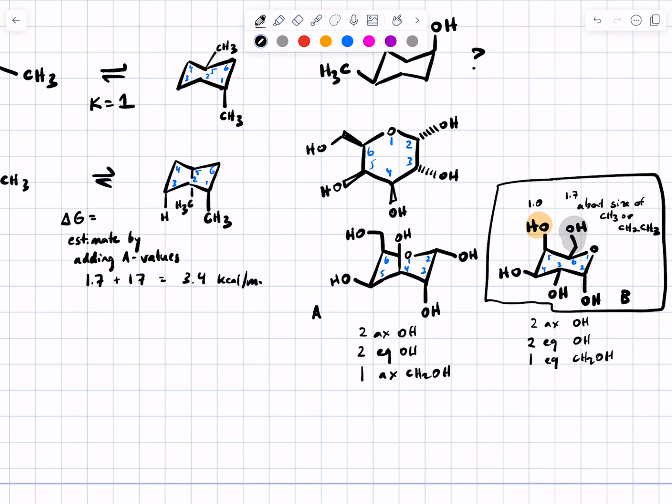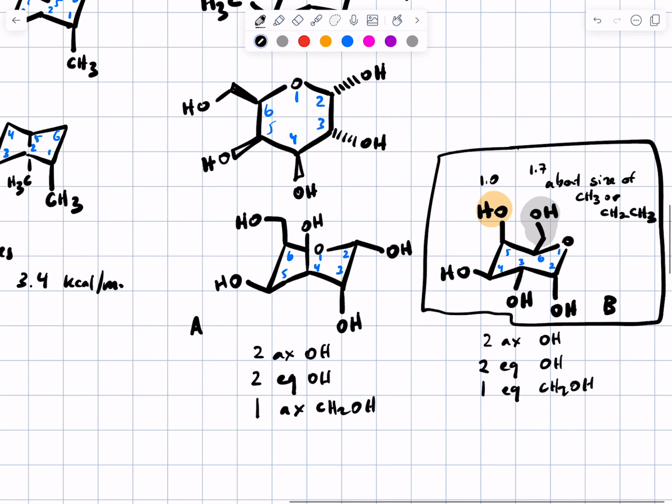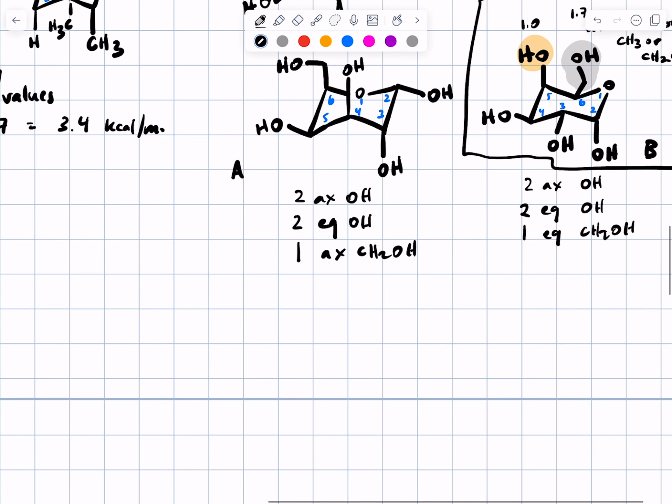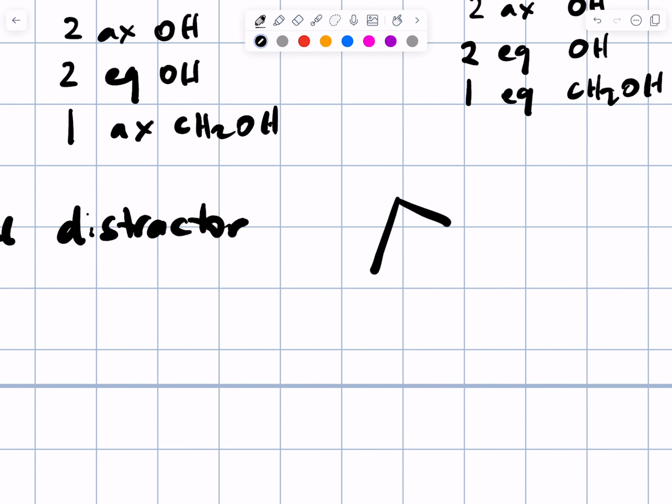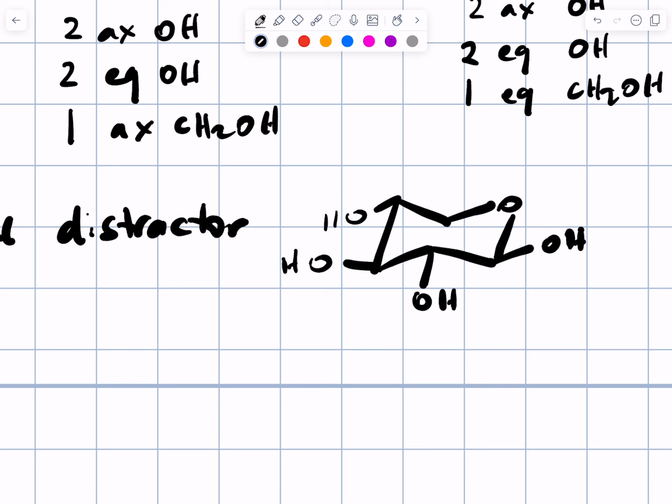All right? Now, let me show you a plausible distractor. You're learning how to write tests. Let me show you a plausible distractor. I would have drawn, among many other things, I would have drawn the following molecule. And I could check the statistics, but my guess is 25% of you would have chosen this.